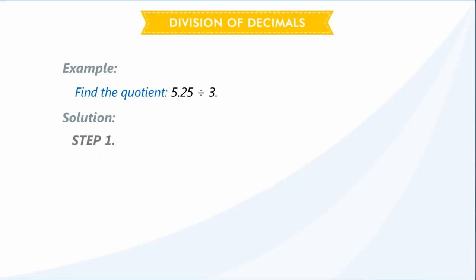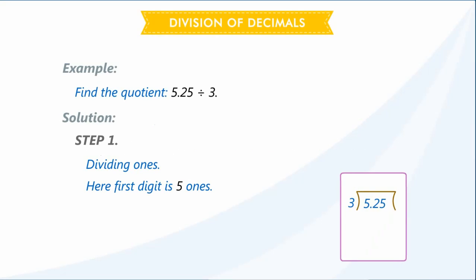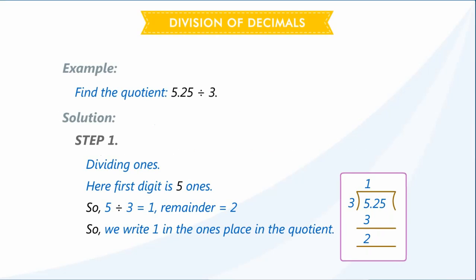Solution. Step 1. Dividing ones. Here, first digit is 5 ones. So, 5 divided by 3 is equal to 1. Remainder is equal to 2. So, we write 1 in the ones place in the quotient. We also write decimal in the quotient.